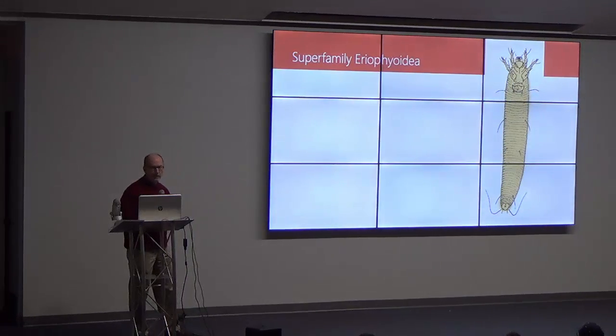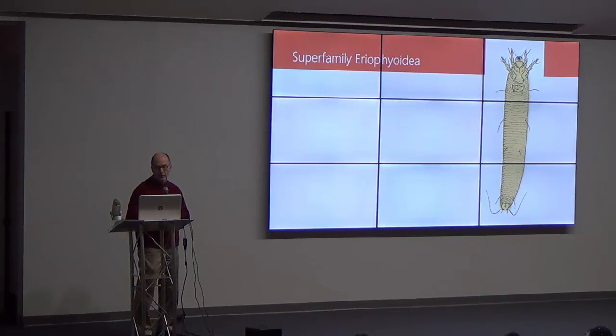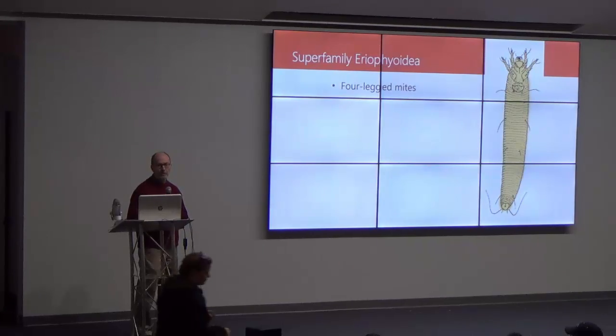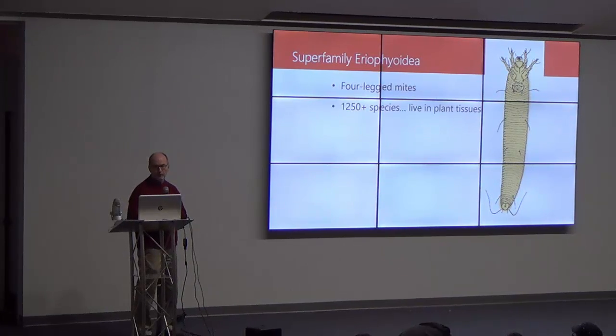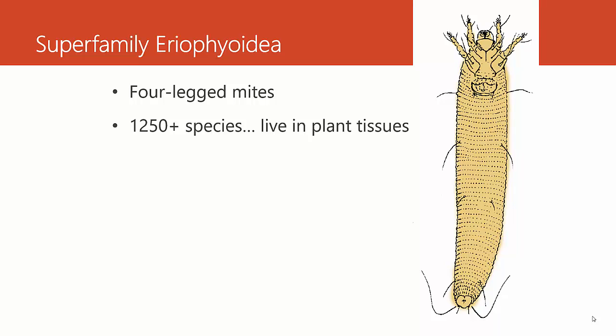So there's actually a superfamily of mites called Eriophyidea. These are kind of strange creatures. They're four-legged mites. Now, we all learned that spiders and mites have 8 legs. Well, these mites have 4 legs. They're really a different type of mite. They live typically inside plant tissue. There's over 1,200 different types of these Eriophyid mites. These are the only mites that are known to transmit viruses.